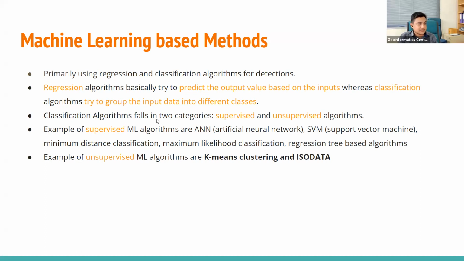And classification algorithms are either supervised or unsupervised. In the supervised part, we have artificial neural network, SVM, and maximum likelihood classification. These are some commonly used supervised algorithms. For unsupervised, k-means clustering and isodata clustering are the most common. They are also available in the ArcGIS environment.